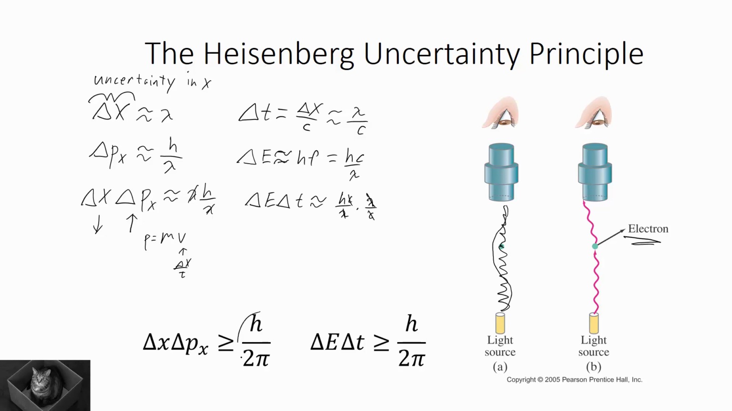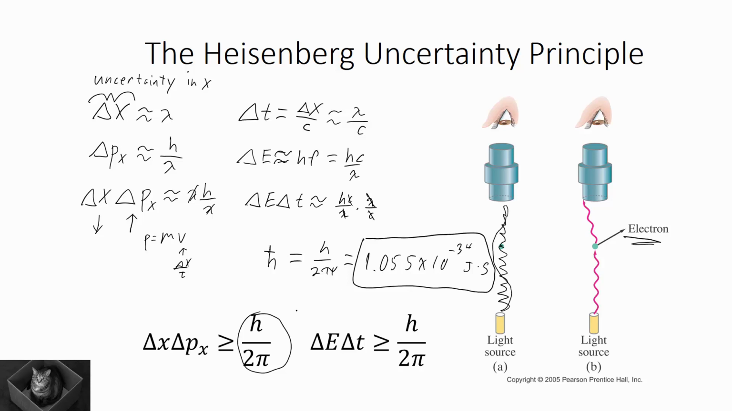This quantity right here comes up so often in quantum mechanics that they actually came up with a new symbol for it. They call it h bar. It's also known as the reduced Planck constant, and it's just equal to that, which works out to be 1.055 times 10 to the negative 34th joule seconds. So you might want to jot that down as well, because we're going to use this quite a bit.